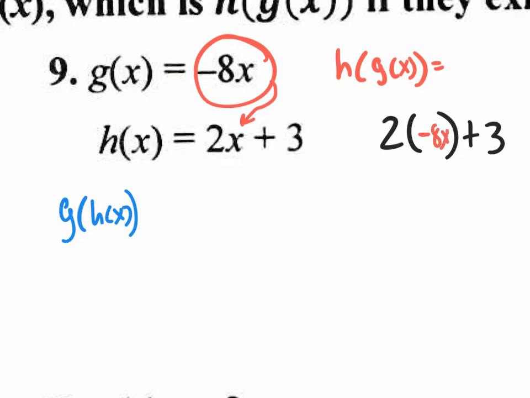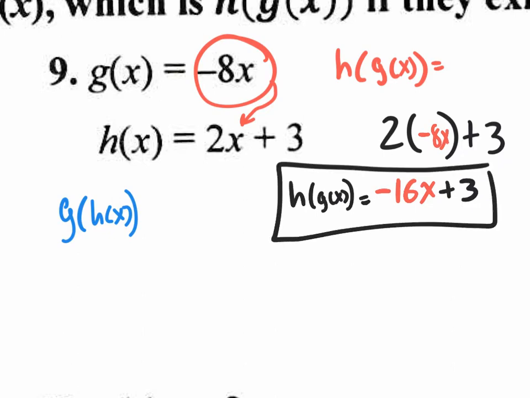And then we do the math. What's 2 times negative 8x? And then we bring down the plus 3. And there's nothing to do. That's your answer right there. H of g of x really is negative 16x plus 3.